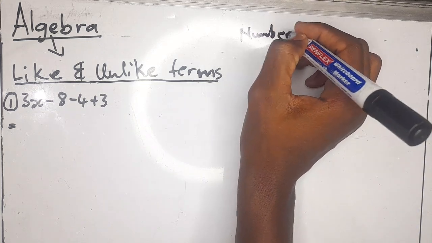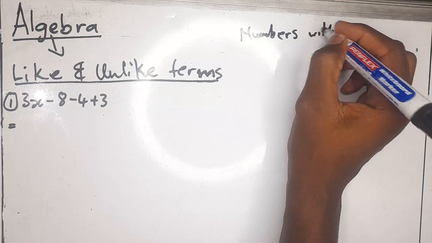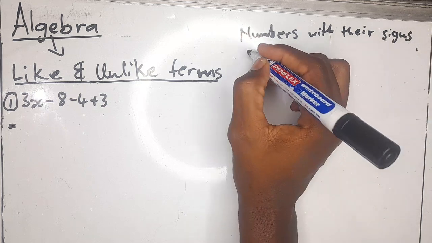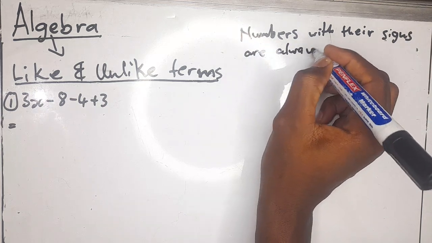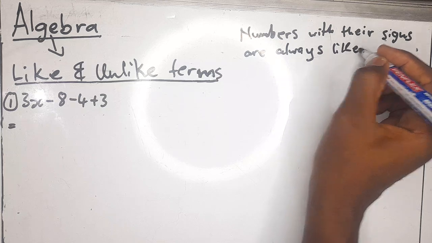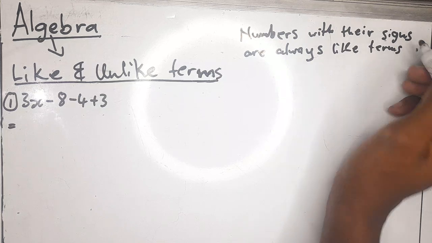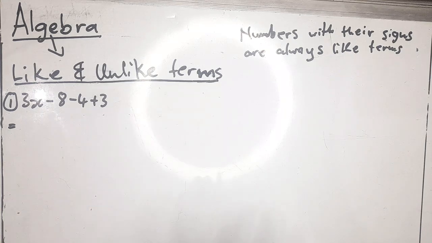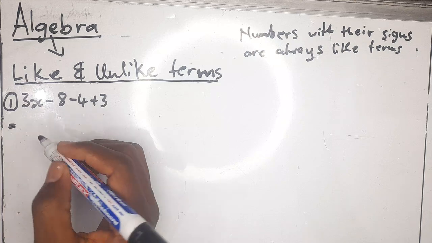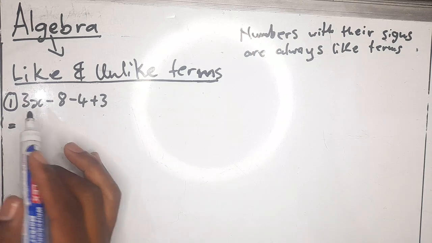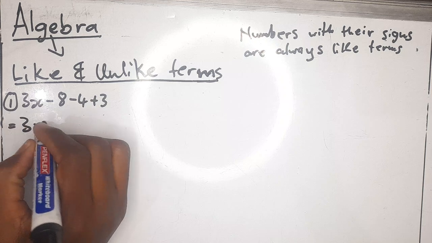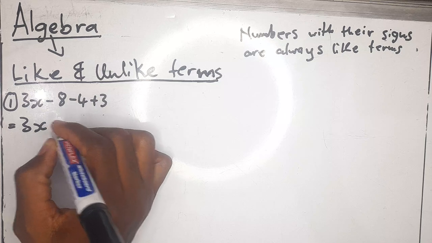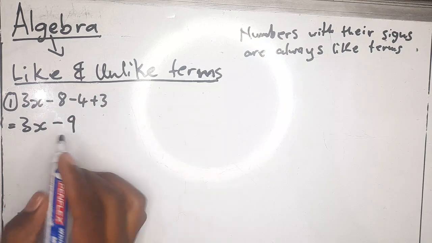Numbers with their signs are always like terms, like this. Minus 8 minus 4 plus 3 are like terms. So the answer to this is going to be: there's no like term of 3x, it's by itself, and so it's going to remain 3x there. Minus 8 minus 4 plus 3 in your calculators is going to give you minus 9. And this should be your answer.